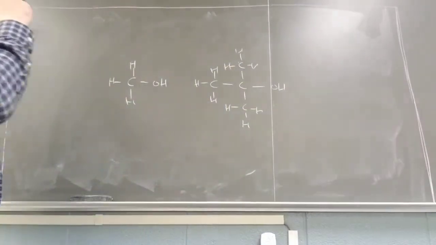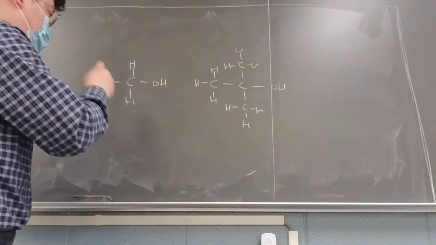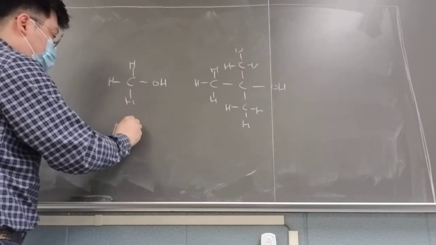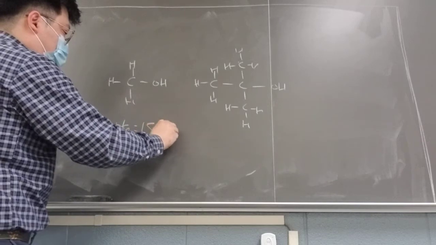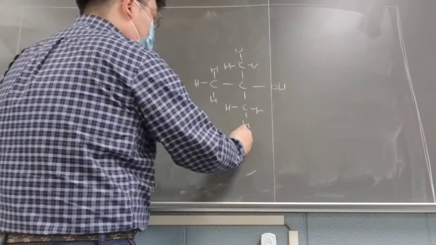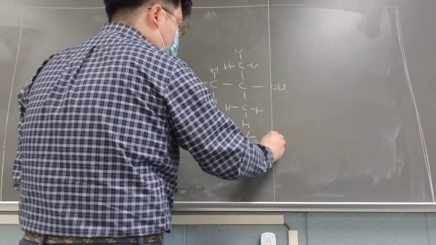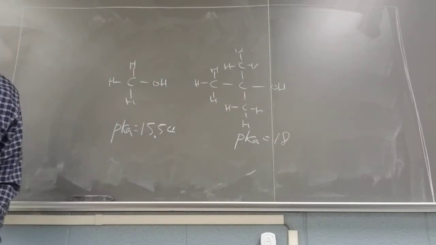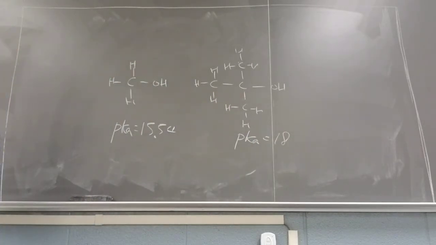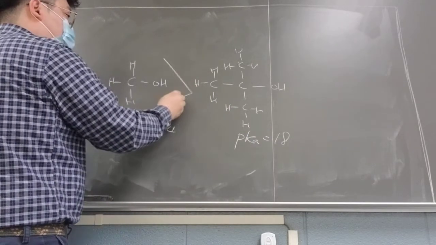Okay. So if you look at these two over here, the pKa value for this one is 15.45. This is about 18. So which one is stronger? Tell me. The left one, for sure. So this is much stronger, right?